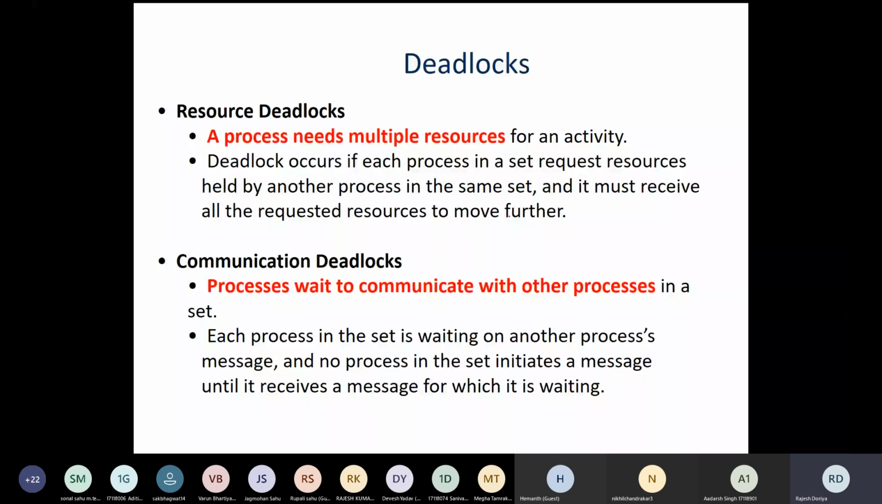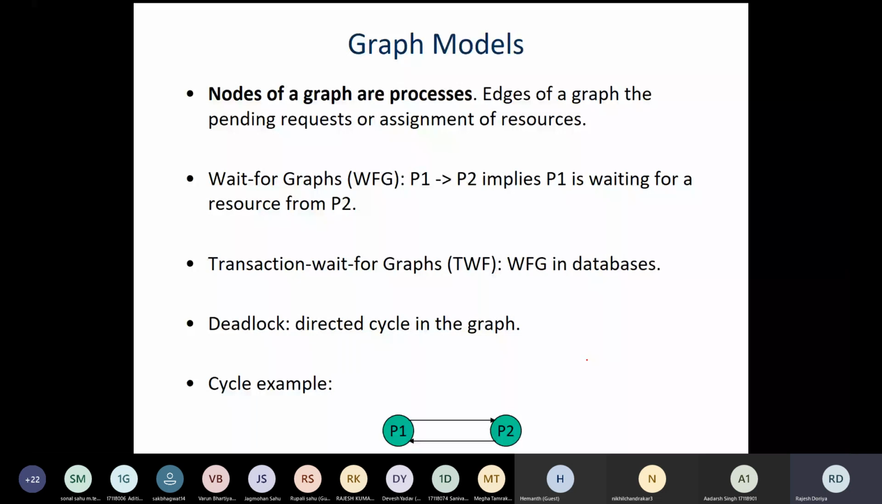In the case of communication deadlocks, processes wait to communicate with each other in a set, where each process in the set is waiting on another process's message, and no process in this set initiates until it receives the message for which it is waiting. So in short, a deadlock can occur while a process is waiting for another process to release all the resources which that process needs, right?